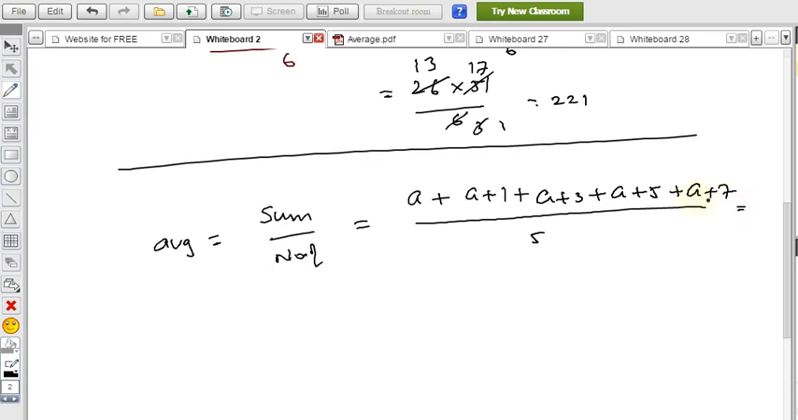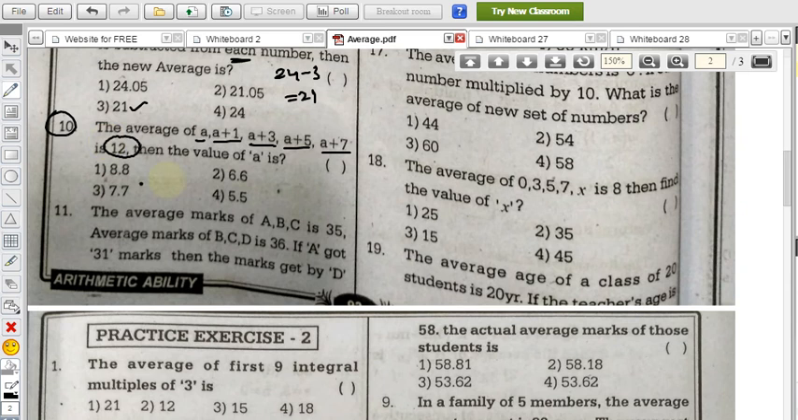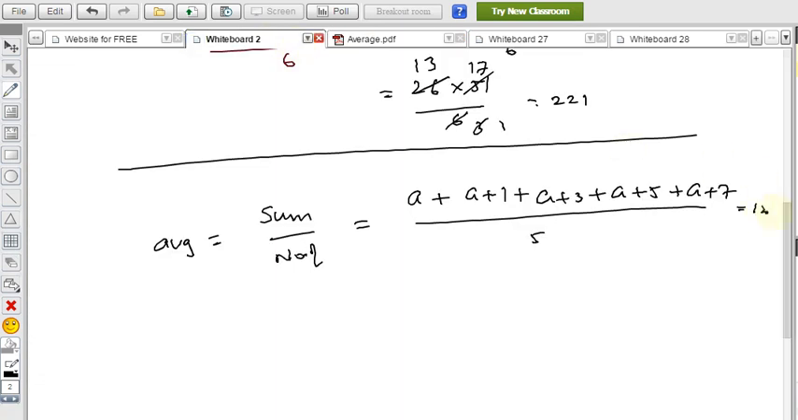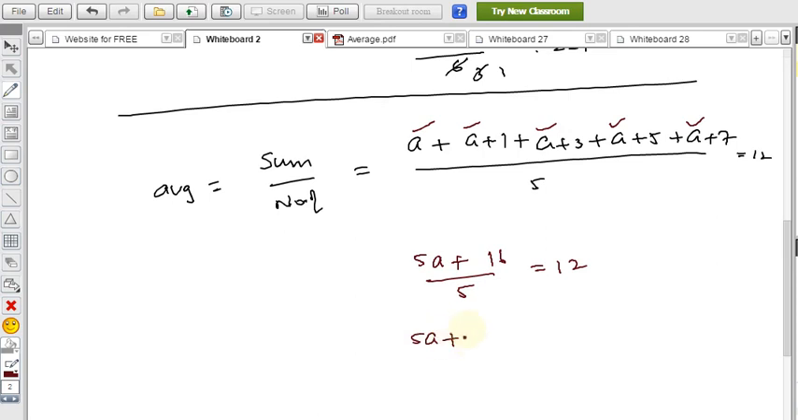Now the average is given as 12. So you can simplify. How many A's are there? 1, 2, 3, 4, 5. So 5A plus the numbers you can add: 1 plus 3, 4; 4 plus 5, 9; 9 plus 7, 16. By 5 is equal to 12. So 5A plus 16 is equal to 60, since 12 times 5 is 60. 5A is equal to 60 minus 16, that is 44. Then A is equal to 44 by 5, so you'll get 8.8. So the sum of observations by number of observations formula should be applied for questions like these.